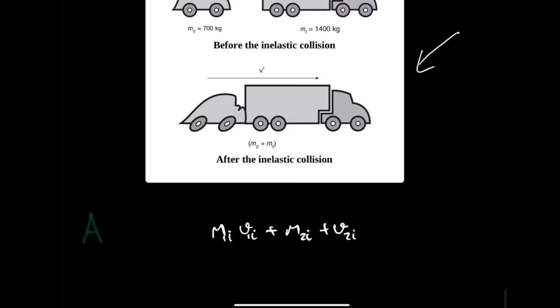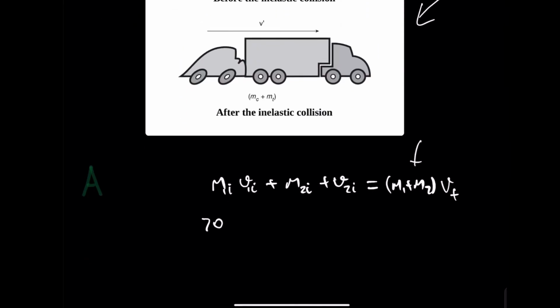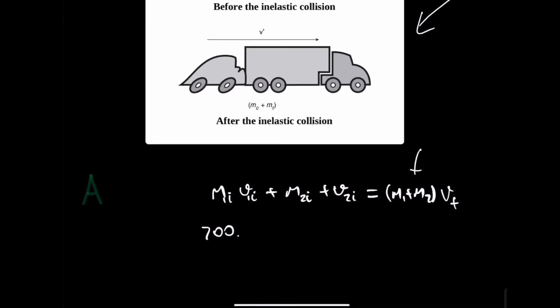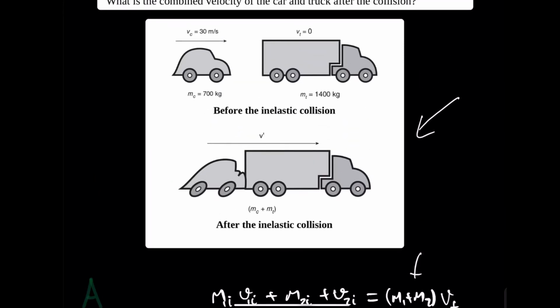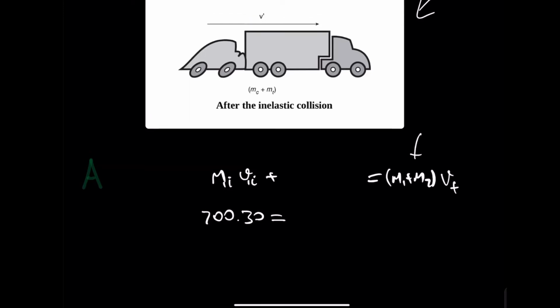are going to be the same, but after the collision, the masses are going to come together and they're going to make one whole mass. And we need to find the final velocity here. So let's plug in the numbers. The initial mass of the car is 700 kilograms, and the velocity of it is 30 meters per second. And the truck is stationary, so we know that this is equal to 0. And if the velocity is equal to 0, there's no momentum, so we can just get rid of that. And this is equal to the total mass times the final velocity.